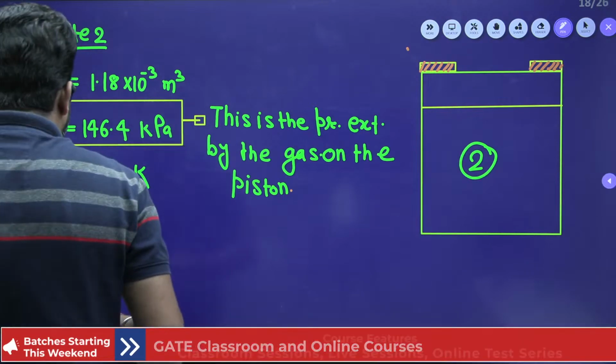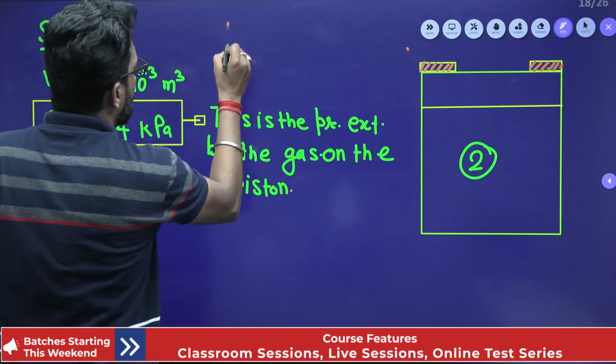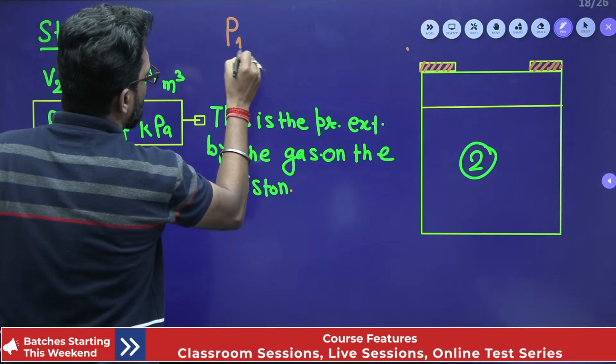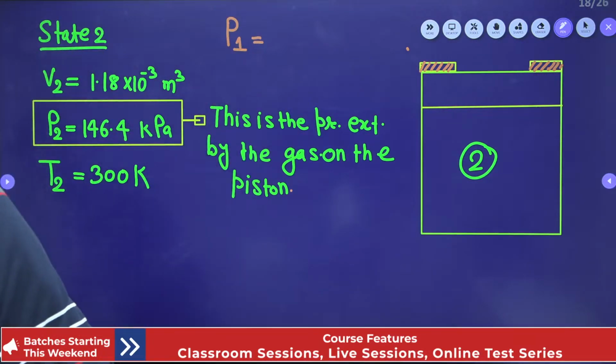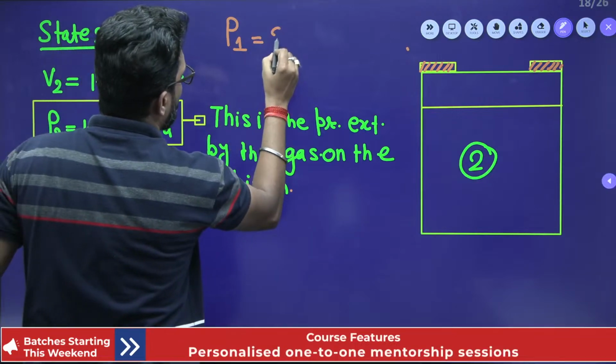Now, what is P1, beta? What is your P1 value? It is 220 kilopascal.